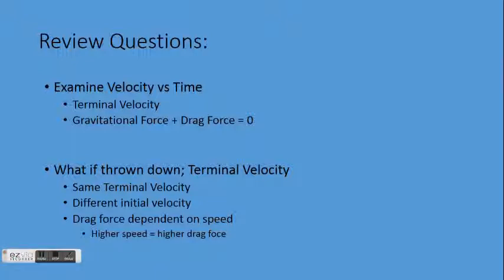The next question is, what if the object was thrown down and not dropped? This is going to have the same terminal velocity because in the beginning, once it's thrown down, the drag force is going to be much higher than the gravitational force. Therefore, velocity is going to be slowed down. Velocity is going to keep decreasing until the drag force and the gravitational force are equal, once again giving us our terminal velocity.